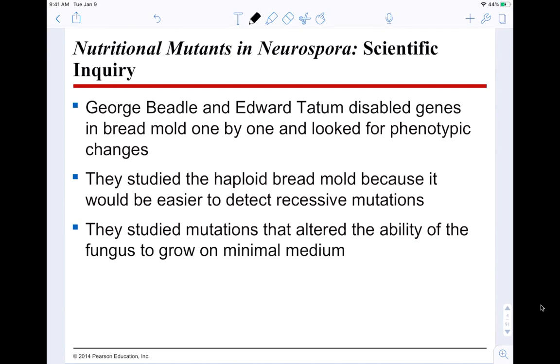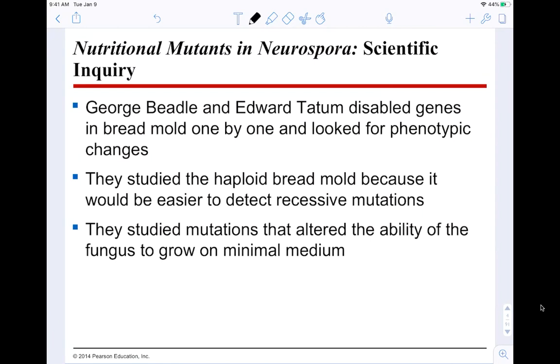They chose this because it grows very quickly. It grows through budding, and it's also a haploid bread mold. So it's easier to detect recessive mutations because you're only dealing with half of the genome compared to a normal organism that's a diploid organism. They studied mutations that altered the ability of the fungus to grow on minimal media. This is essentially a minimal media. It's just like the minimum requirements for life.